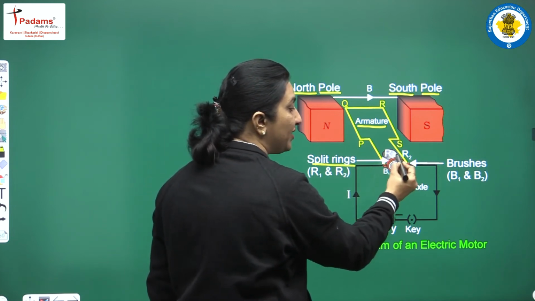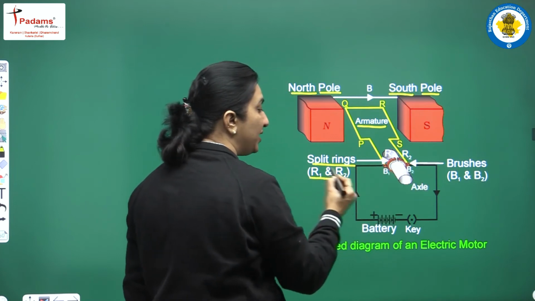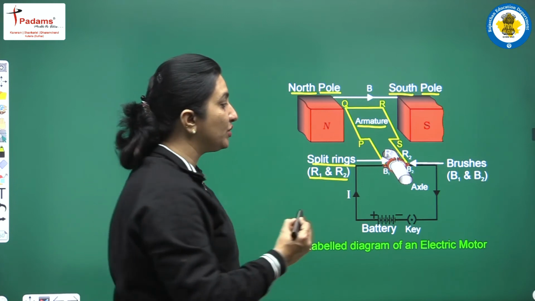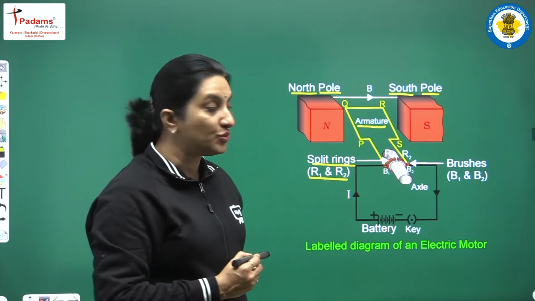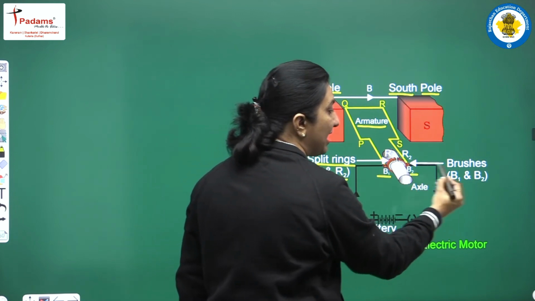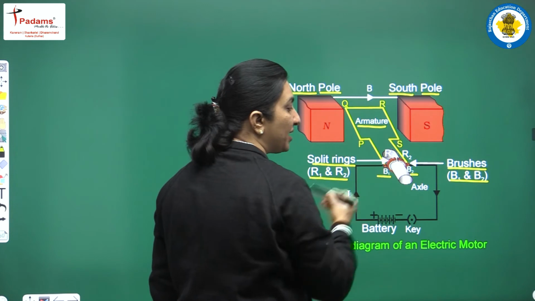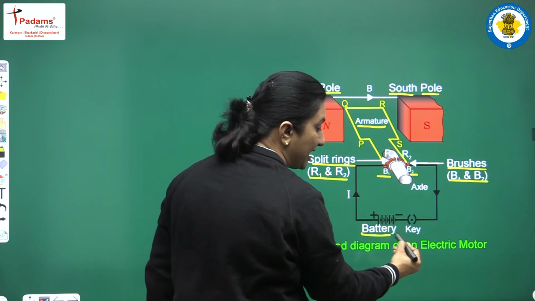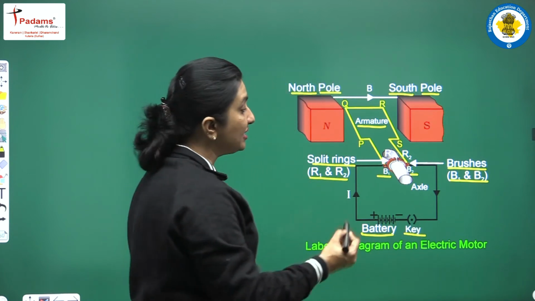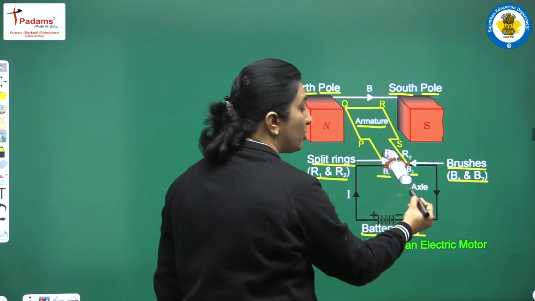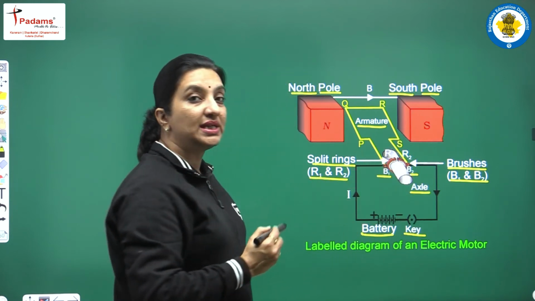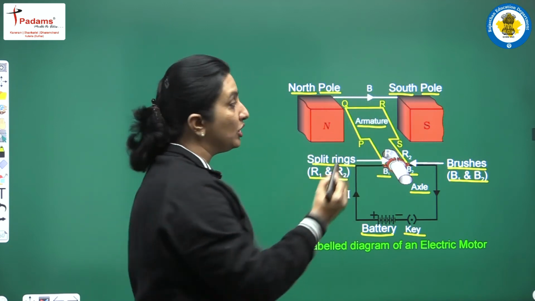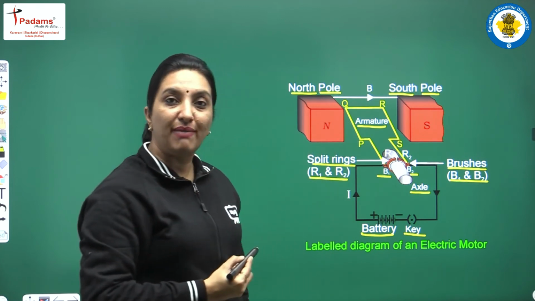Here we have shown the split rings, students, R1 and R2. So we know that the armature is connected to the split rings R1 and R2. Then we have the brushes B1 and B2, which are connected to the external circuit having a battery and a key. And here, students, these split rings are mounted over an axle. Now here, students, the direction of magnetic field is from the north pole to the south pole. So this also we have shown, the direction of magnetic field.